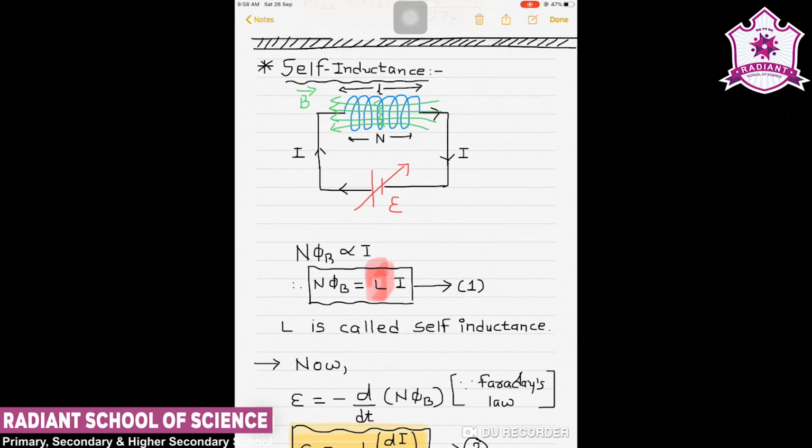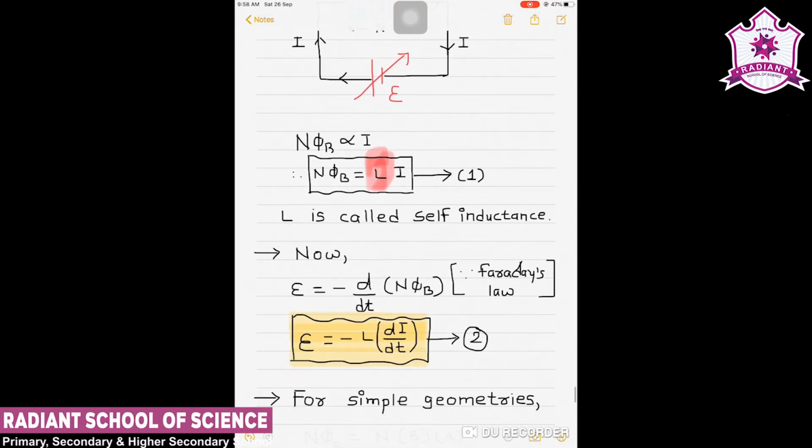It is also called the coefficient of self-inductance of the coil. When the current is varied, the flux linked with the coil also changes and an EMF is induced in the coil. Now, using the above equation, if we want to find the EMF induced in the coil, we can apply Faraday's law, and we can write E equals minus d by dt of N phi B.